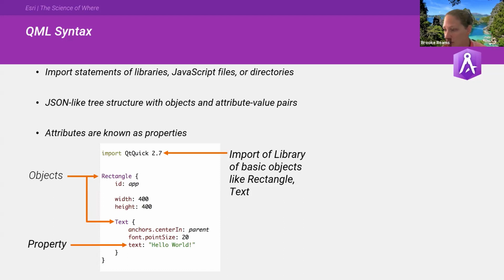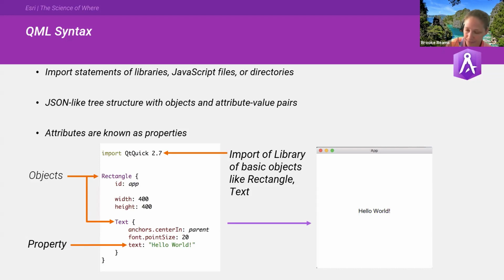Now, if we were actually to run this code snippet, what do we have here? We have a rectangle that is 400 pixels wide by 400 pixels high. And you can see there's a text object nested within the rectangle. And that text object is centered within its parent, which is the rectangle. It has a font point size of 20. And the text value says hello world. So when we run this, this is what this code snippet looks like.